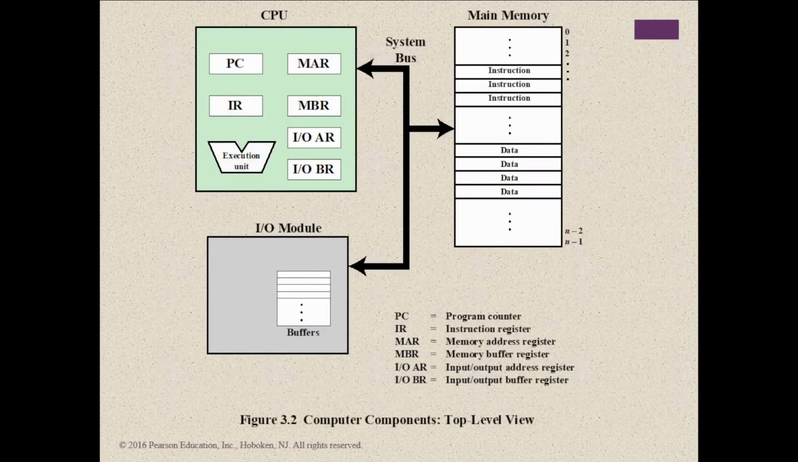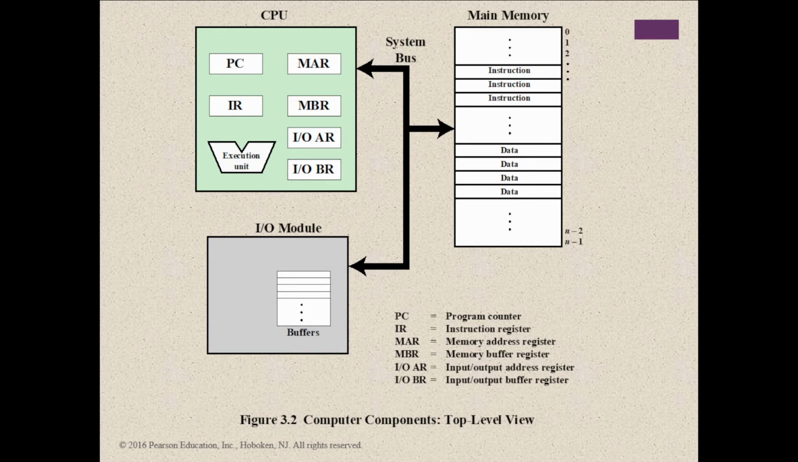So we have an illustration here in figure 3.2, the computer components in its top level view. This figure illustrates these top level components and suggests the interactions among them. A memory module consists of a set of locations defined by sequentially numbered addresses. Each location contains a binary number that can be interpreted as either an instruction or data. An I/O module transfers data from external devices to the CPU and memory and vice versa. It contains internal buffers for temporarily holding this data until it can be sent on.